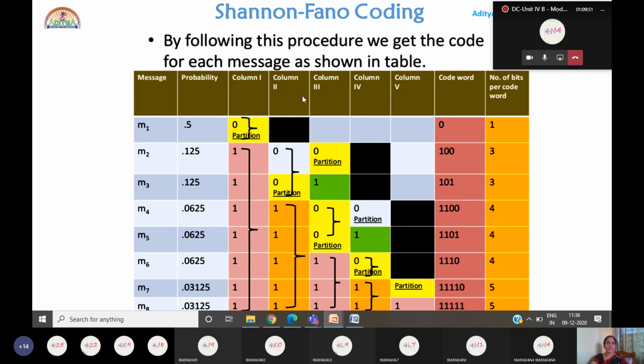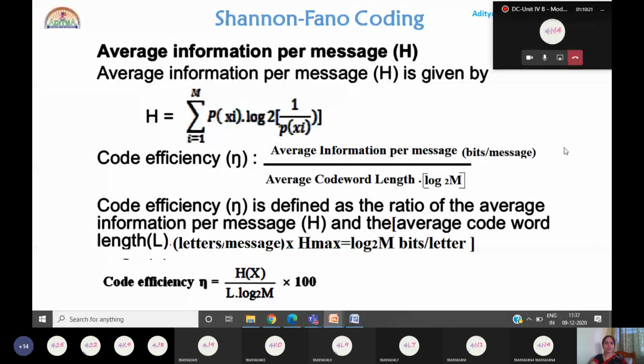Okay. Here you can name the columns or partitions, whatever you wish. But the last column should be code word length, and at least one column should be code word. The first column should be message or symbols, whatever elements are given to you, and the second column should be probabilities. These probabilities and messages should be represented in non-increasing or decreasing order of probabilities. Okay, next, what is the next step?